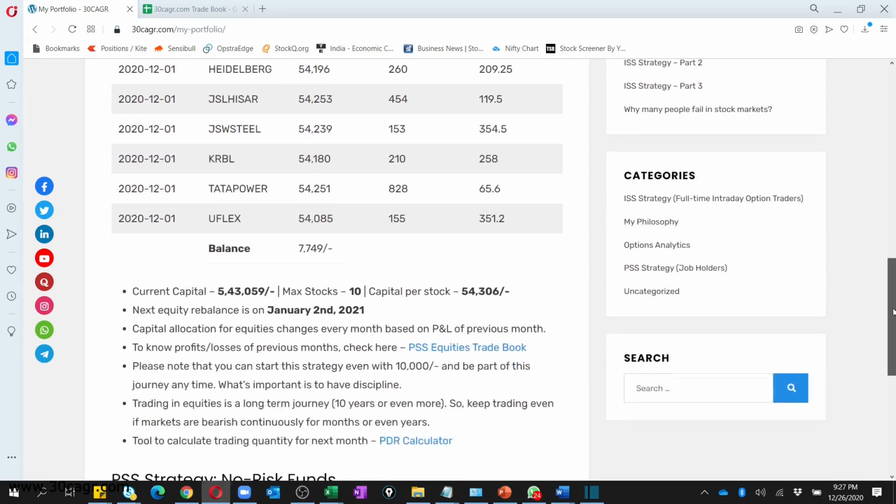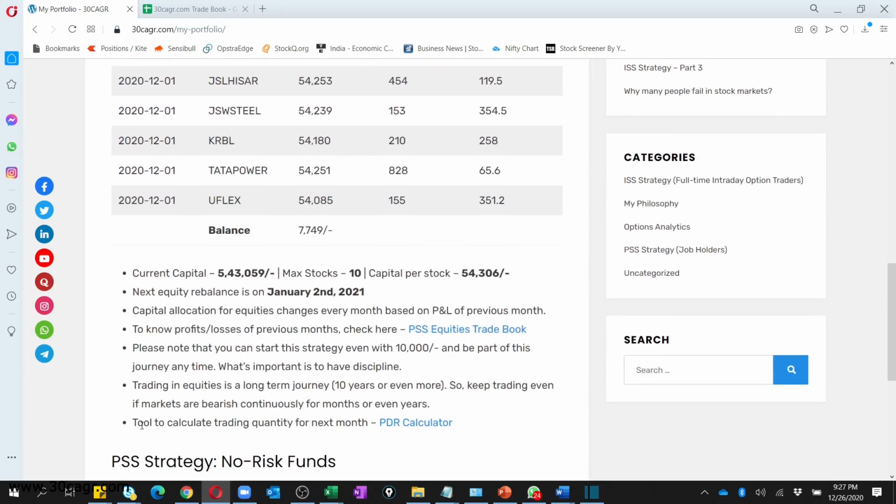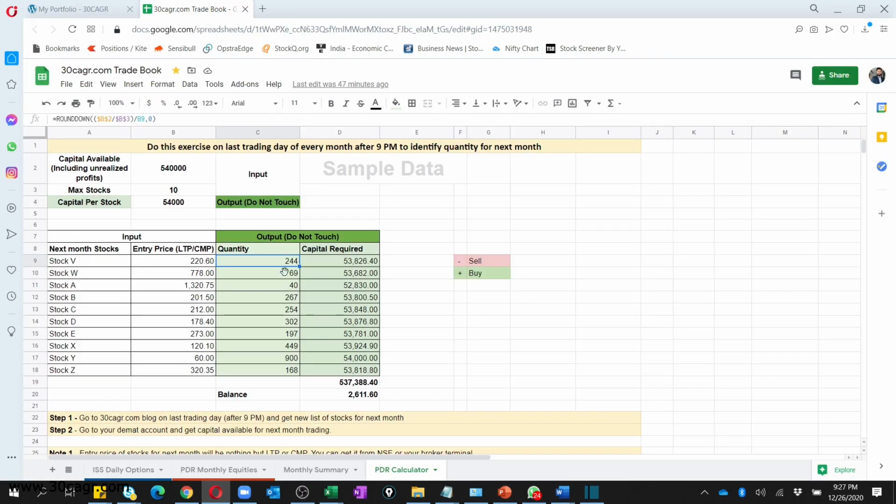What you have to do is scroll down a little more and you see something called the PDR calculator. Just hit on this and it will take you to a Google spreadsheet where you have certain fields to input the data and certain fields which give you direct output. Let's see what this simple calculator is.